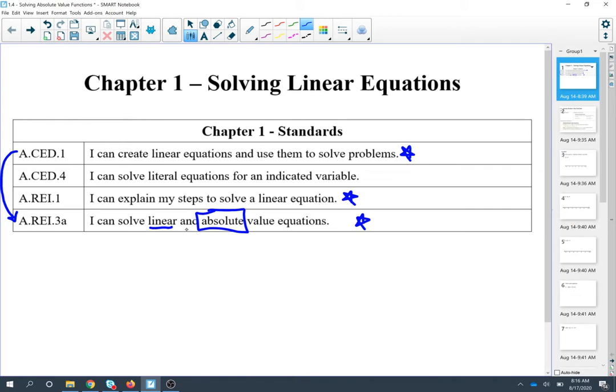The only thing that we haven't hit so far is our A.CED.4, and that's going to come in 1.5, which will be after this one, which is the last section of our chapter. So that's kind of where we're at.